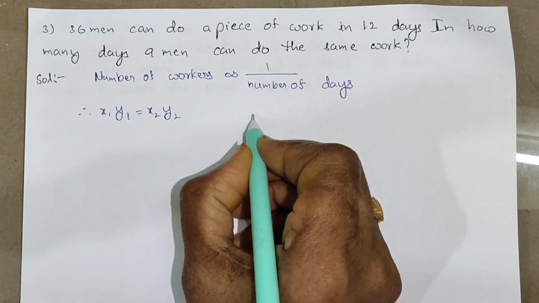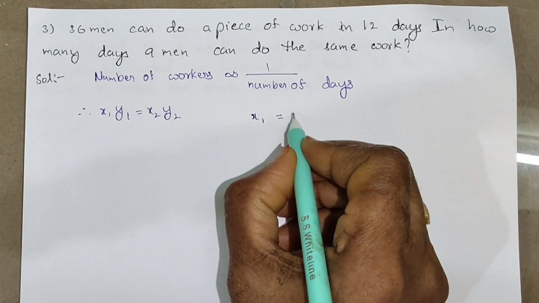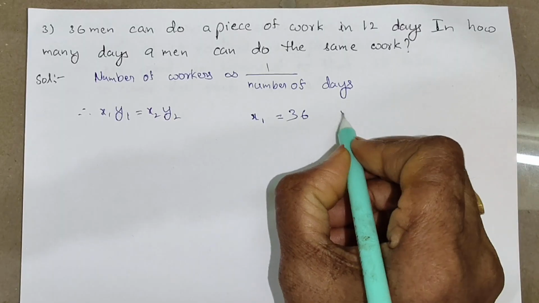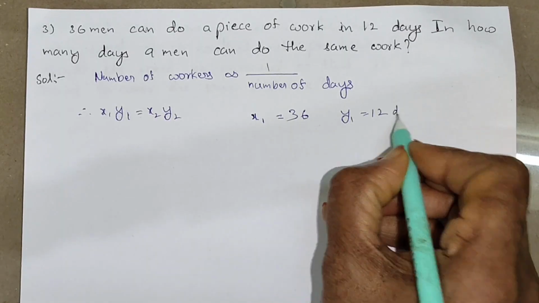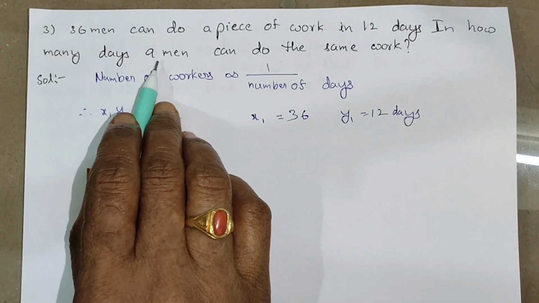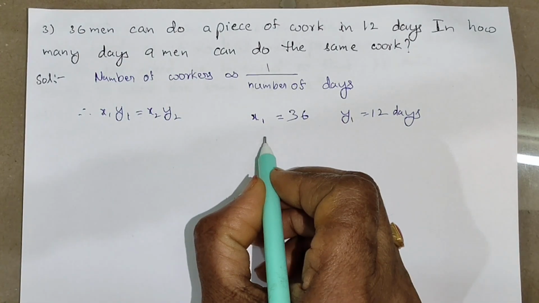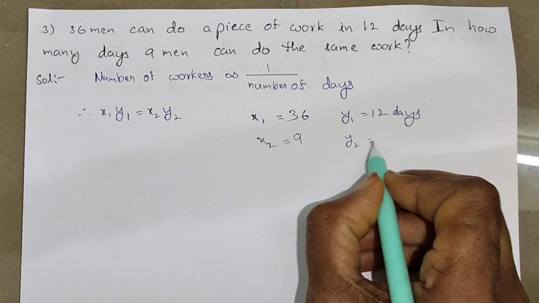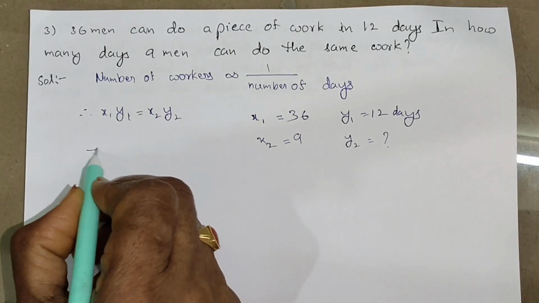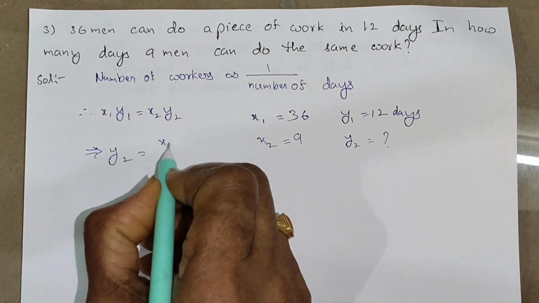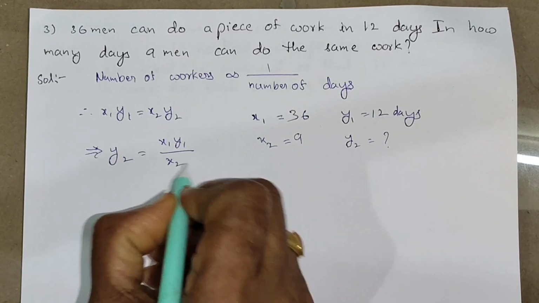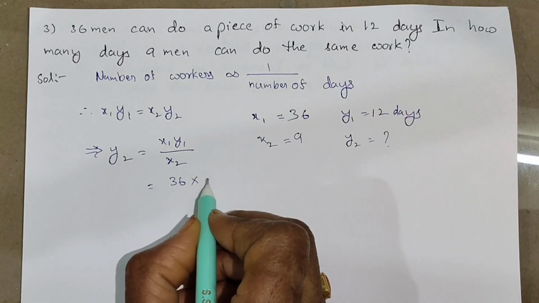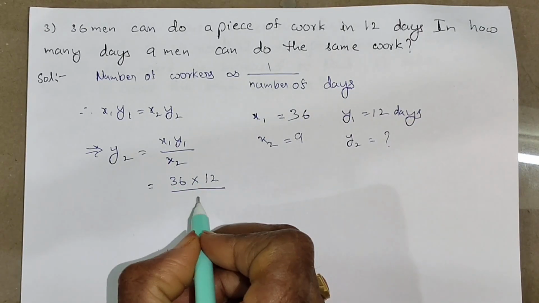So first x1 equal to 36, the same piece of work in 12 days, so y1 equal to 12 days. Now 9 men can do the same work, so x2 equal to 9. We find the y2 value. Therefore y2 equal to x1 y1 by x2. Substituting these values: x1 equal to 36 into y1 equal to 12 by x2 equal to 9.